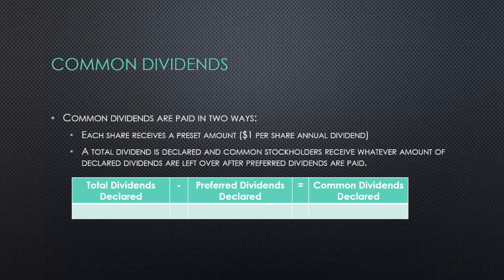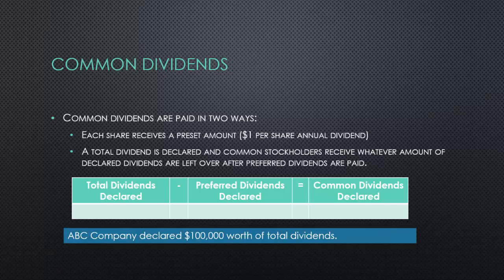So if ABC Company declared $100,000 worth of dividends, and we know from the last slide that the total amount of preferred dividends that were declared was $30,000, well then common shareholders have $70,000 left over for dividends. So they would take the $70,000 divided by the number of shares outstanding, and that gives you how much of a dividend goes to shareholders for each share that they own.